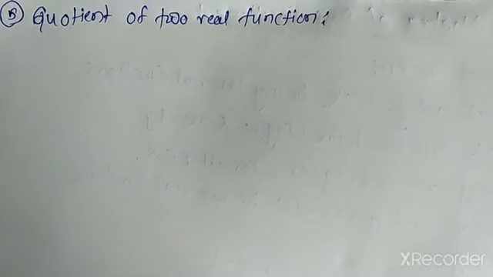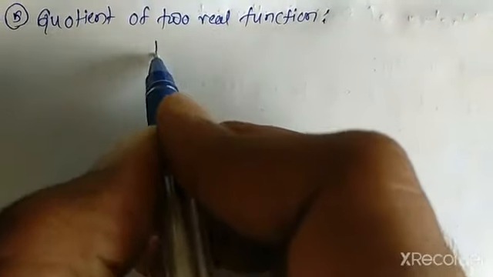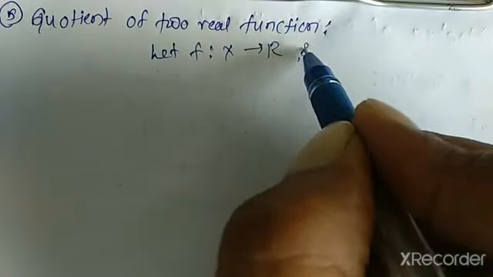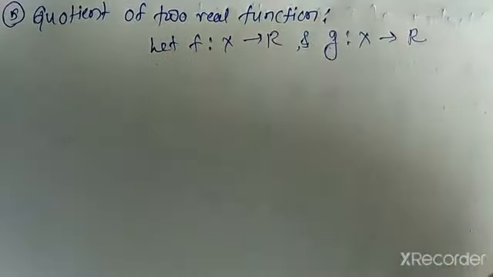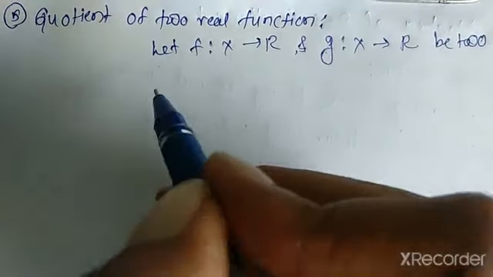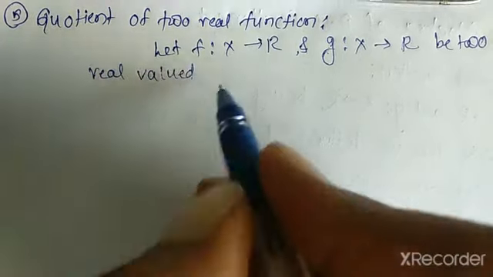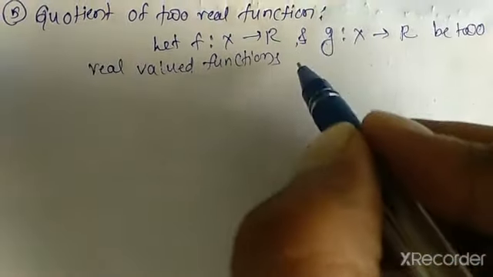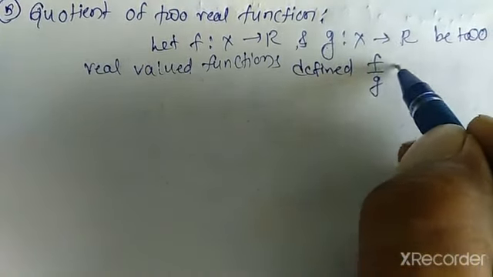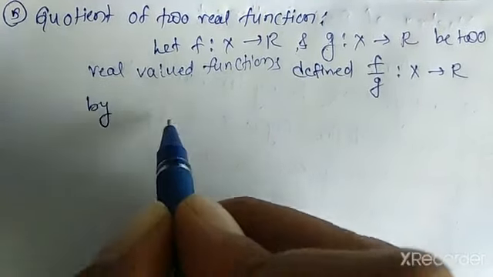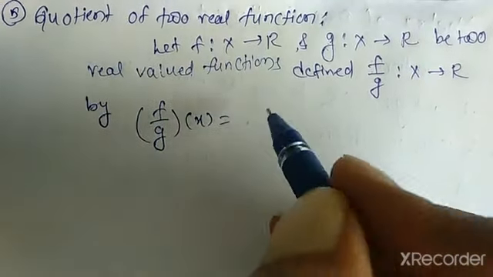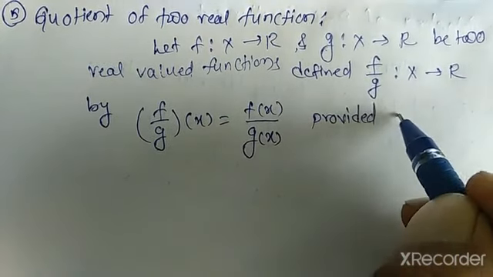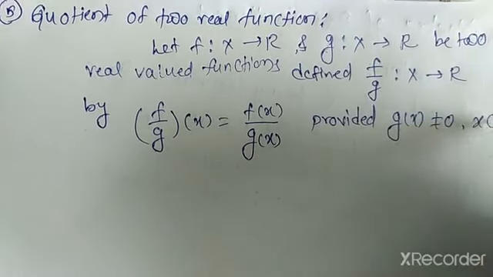Next is the quotient of two real functions. In that, let f be a function from X to R and g also a function from X to R, be two real valued functions. Define f upon g as a function from X to R by (f/g)(x) = f(x) upon g(x), provided g(x) is not equal to 0 for x belongs to X.